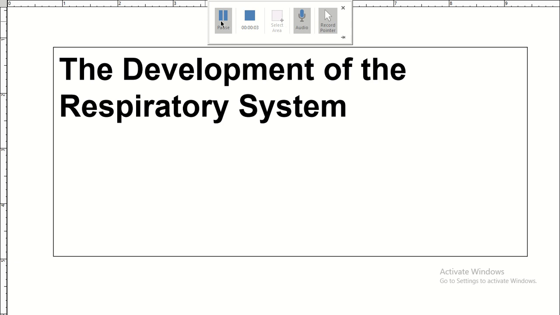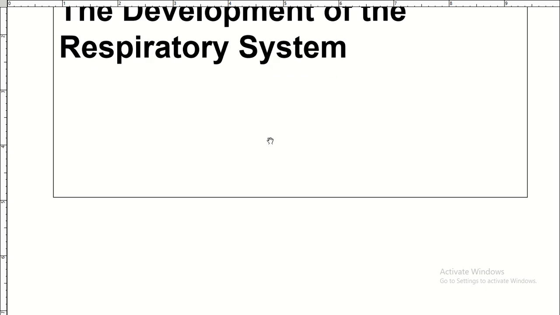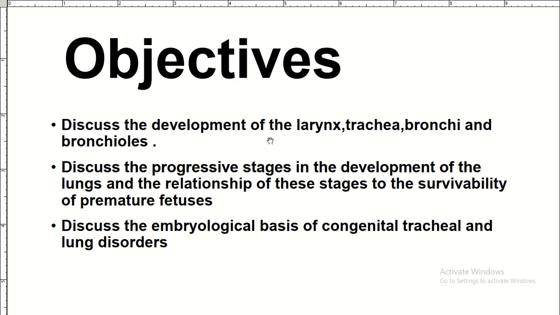Right, so today we're going to talk about the development of the respiratory system. These are the objectives. The main objectives are that you have to understand how the larynx, the trachea, the bronchi, and the bronchus are going to develop, and also understand some embryological bases of congenital trachea and lung disorders.